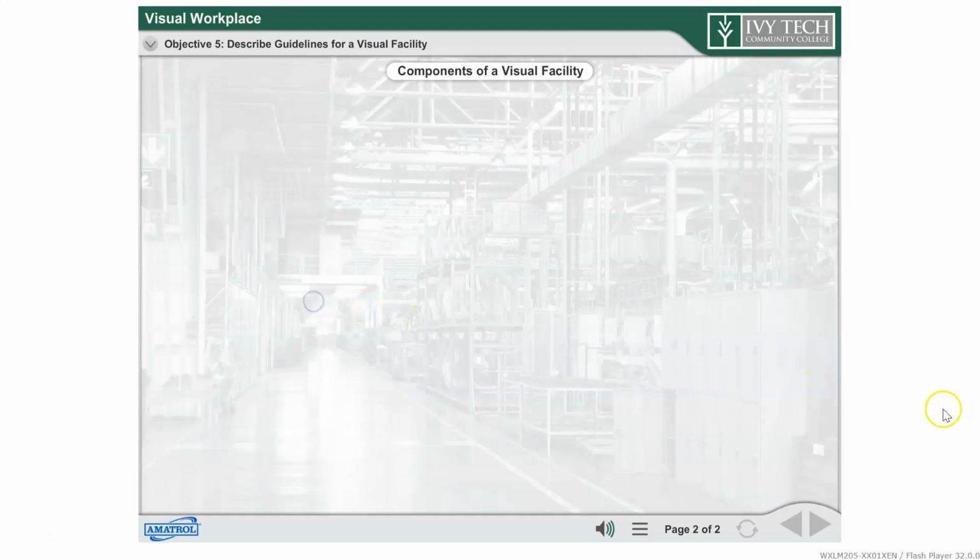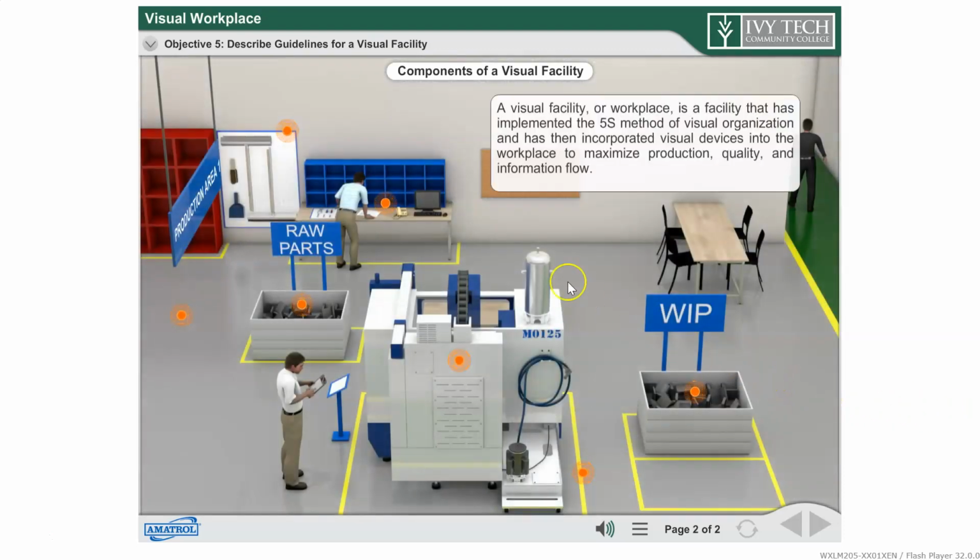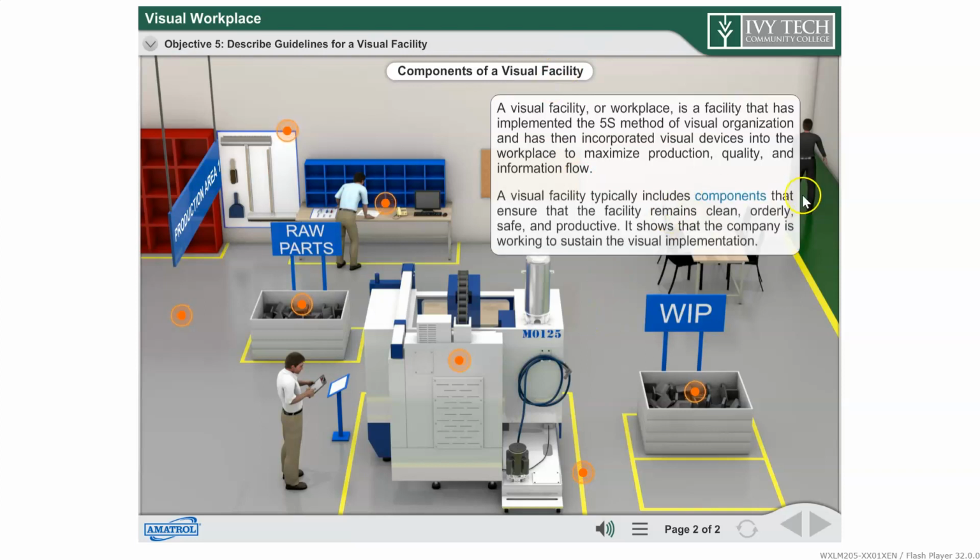Describe guidelines for a visual facility. A visual workplace is a facility that has implemented the 5S method of visual organization and has then incorporated visual devices into the workplace to maximize production, quality, and information flow. A visual facility typically includes components that ensure that the facility remains clean, orderly, safe, and productive. It shows that the company is working to sustain the visual implementation.